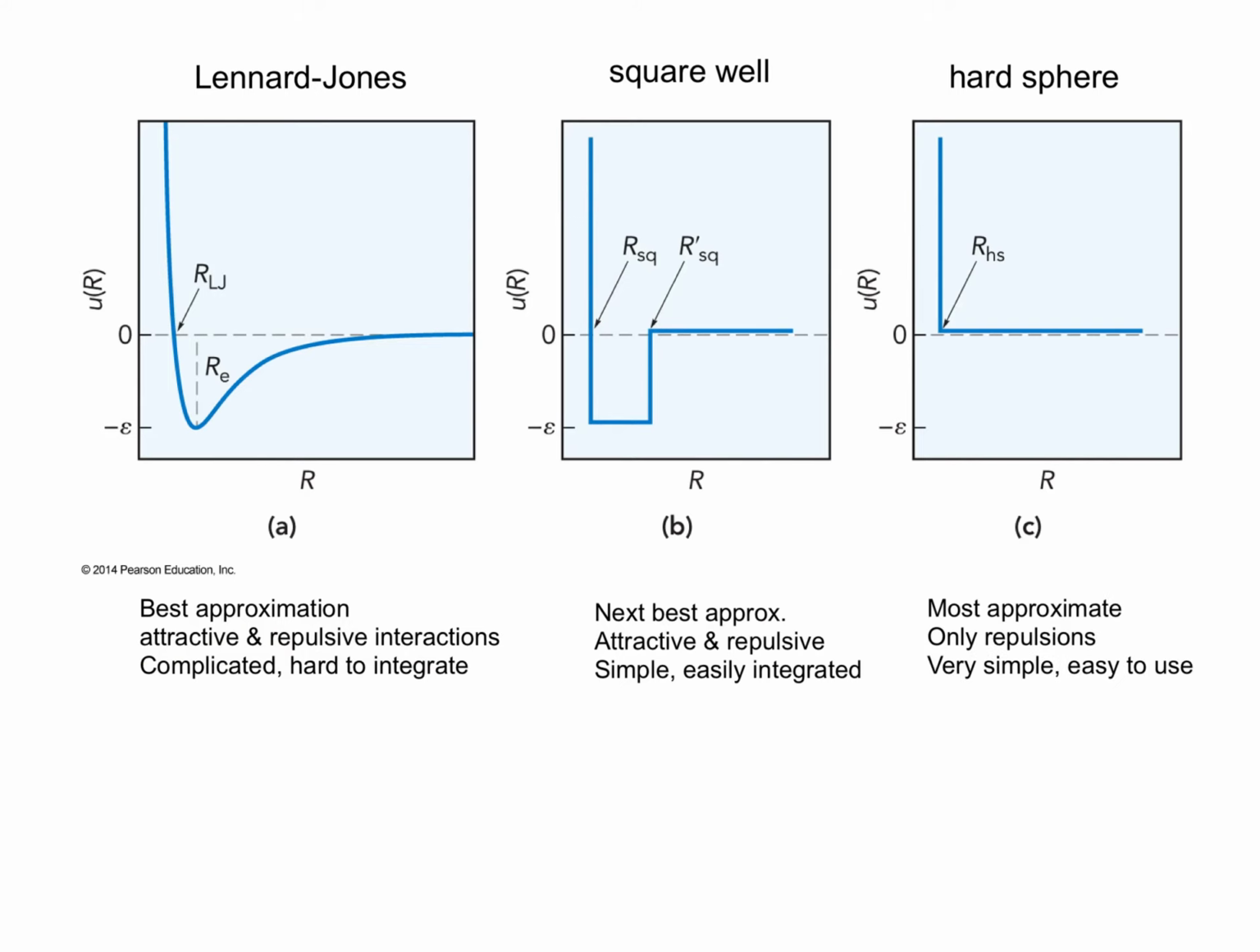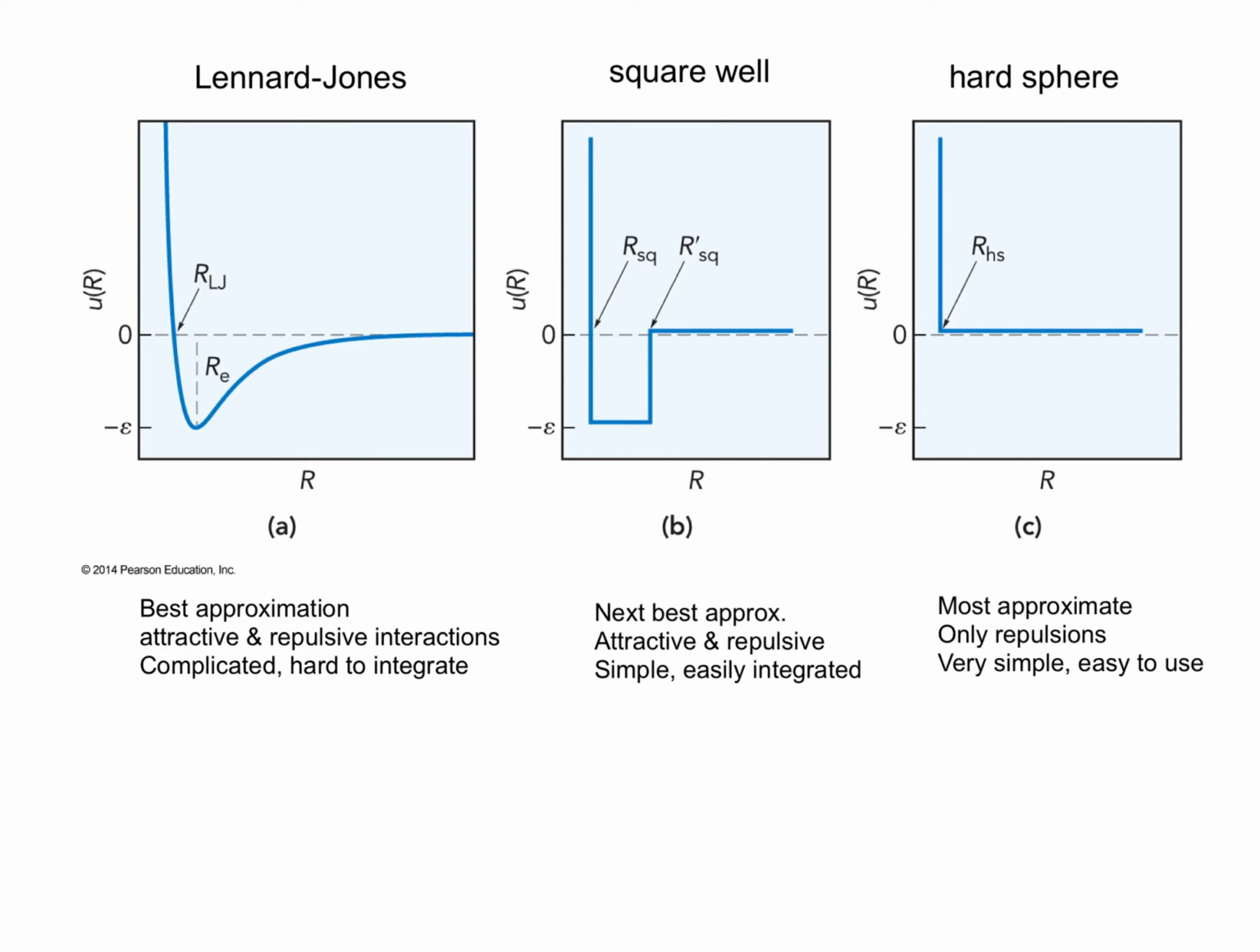The most approximate potential energy function is the hard sphere function. You can see that this one only models repulsions because there is no attractive well in this potential. Its inaccuracy in terms of being able to model attractive interactions is made up for by its very simple form, which makes it very easy to use and incorporate in models.